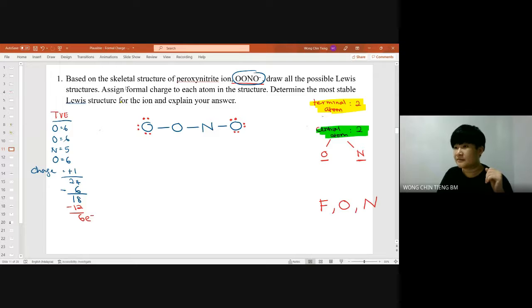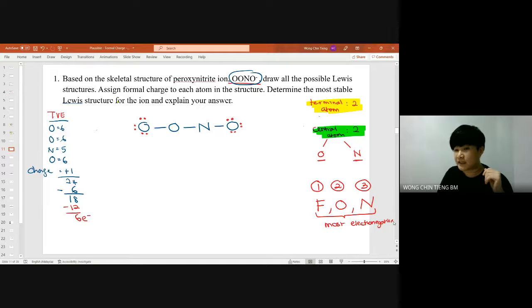F-O-N. Okay? They are the champion of electronegative species. Nombor 1 fluorine, nombor 2 oxygen, nombor 3 nitrogen. Most electronegative element. Apa maksud most electronegative element? Yang paling senang nak jadi negative charge. Alright? Paling kuat untuk tarik elektron. Oh well, kamu kena kuat untuk tarik elektron lah baru jadi senang untuk jadi negatif.